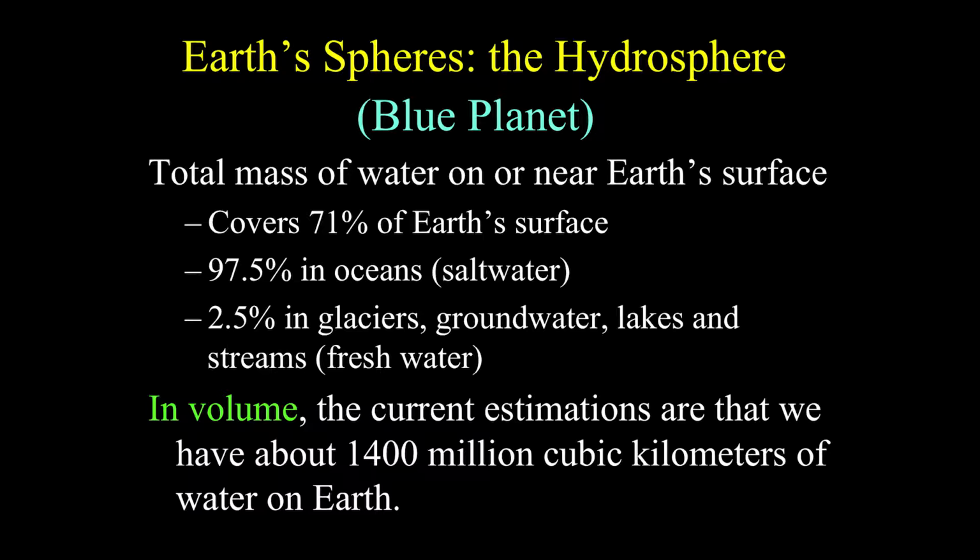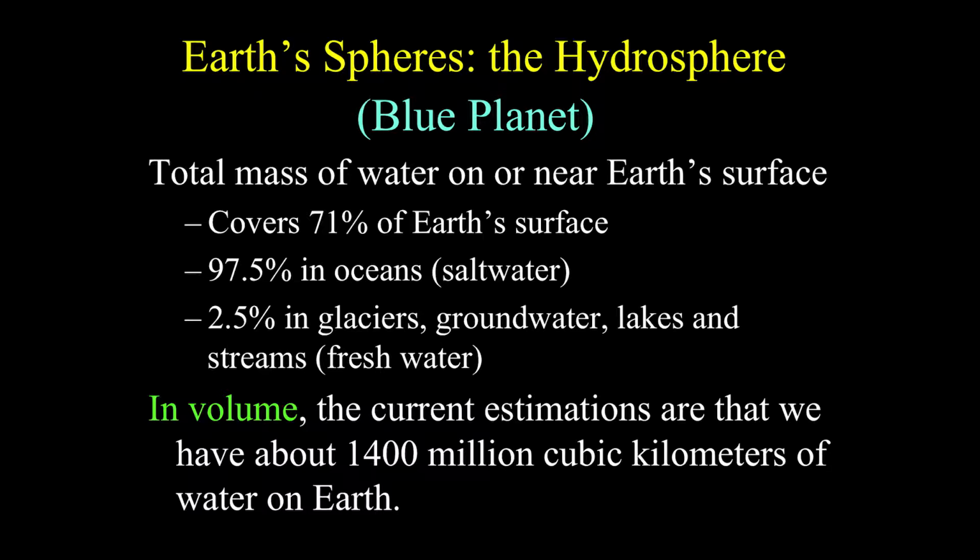Anyway, water covers 71% of the Earth's surface. From this amount of water, 97.5% is in the oceans, and 2.5% is found in glaciers, groundwater, lakes, and streams, or freshwater.